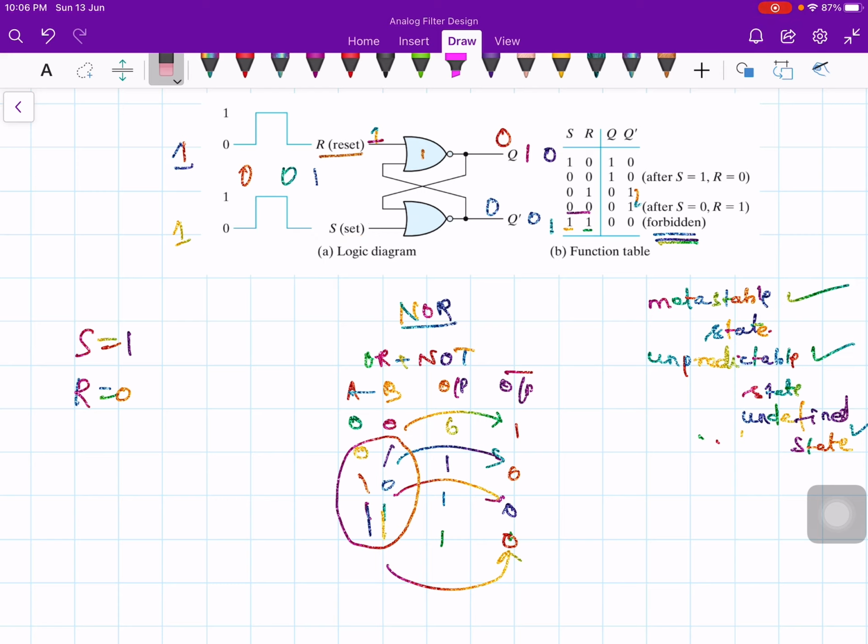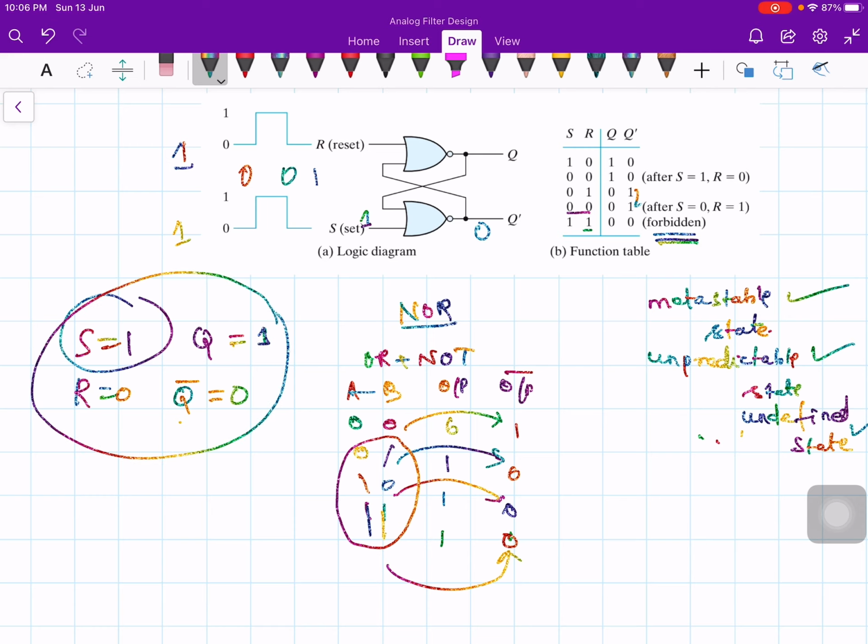Now, in this condition, when S equal to 1 here, if any one input is 1, then the output is 0. Therefore, Q bar is 0. As I said in the beginning, when Q bar is 0, then what is Q? Q is the complement of Q bar, right? So this is going to be 1. So this is called the set state.